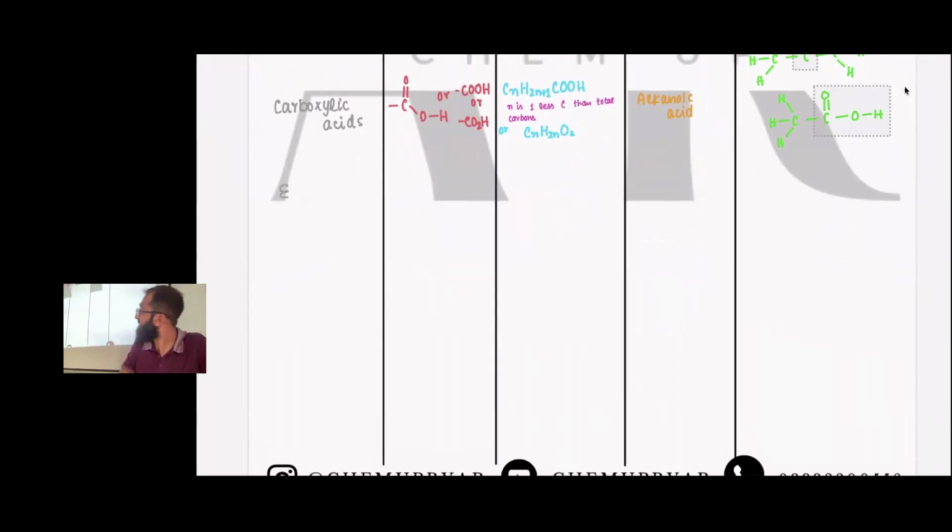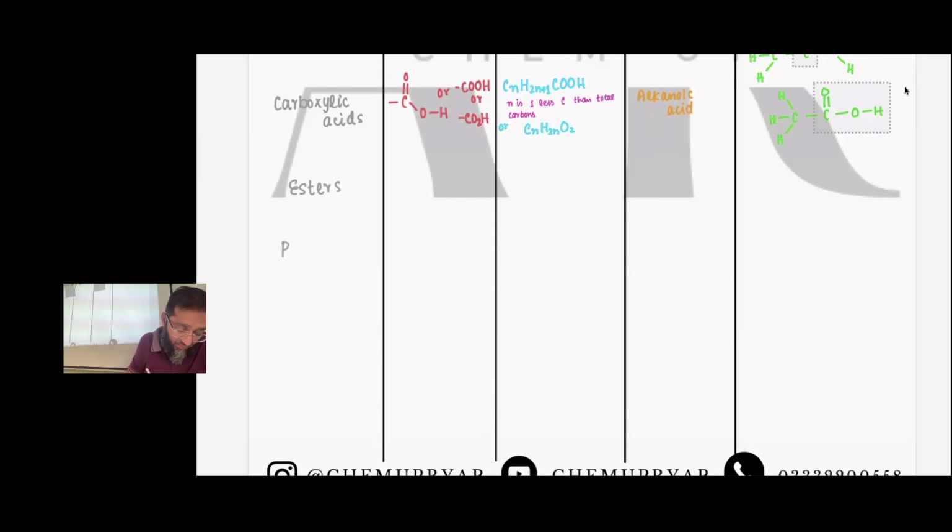Now, the next that we will be discussing is esters. Then we are going to discuss amines, and specifically, we will be discussing primary amines. Then the next functional homologous series is amide, and the last one is nitrile.